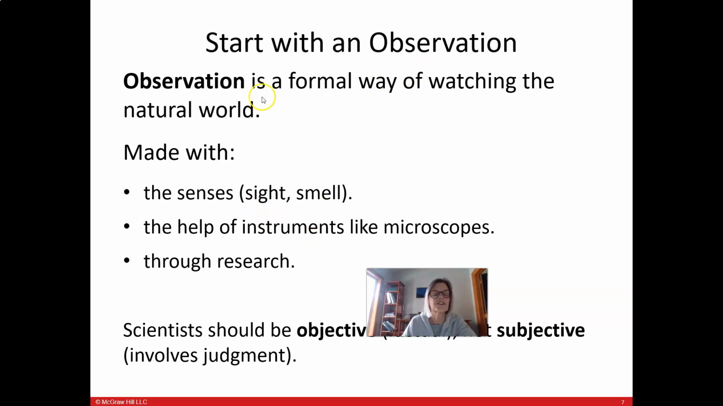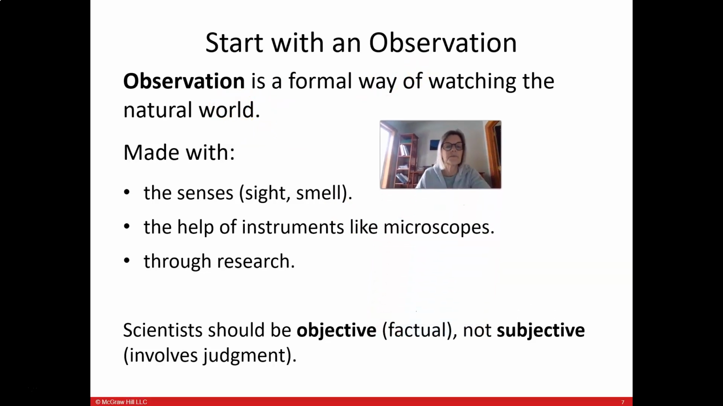So here's our observation. An observation is a formal way of watching the natural world. So it happens all the time. We're always using our senses, our sight and smell. In research labs, we might use all sorts of instruments to observe things. And through research and data, we acquire new observations.